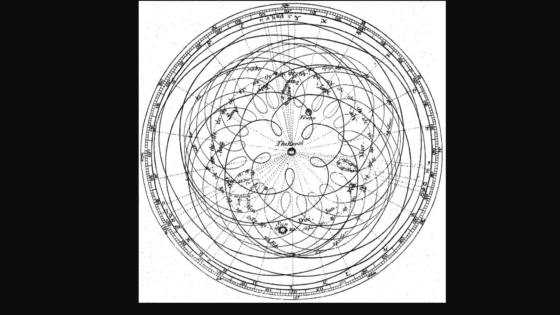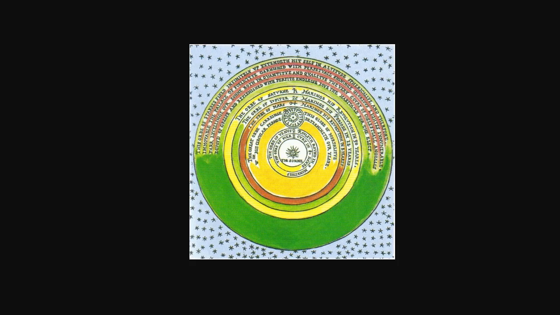Both of these work. That's the key thing. Both of these can accurately predict the behavior of the planets. But this one, the Copernican system, requires fewer assumptions. It's simpler. So we say that this is the correct assumption.